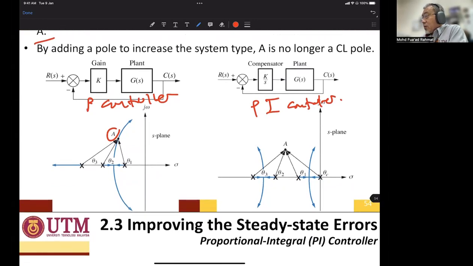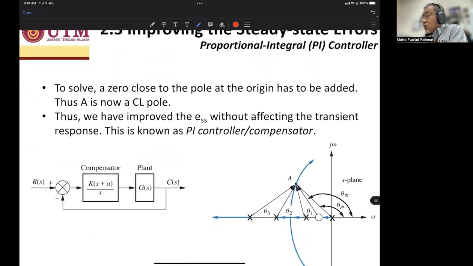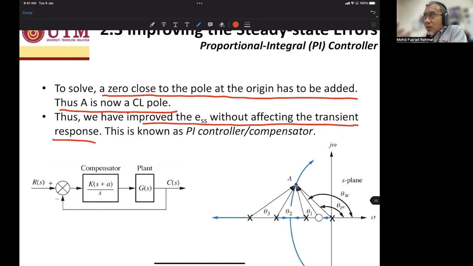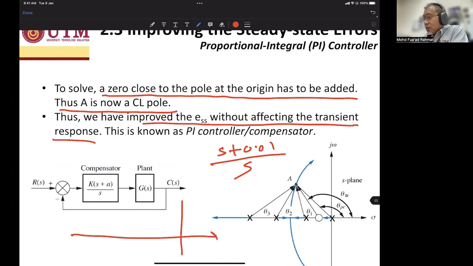Because we are adding 1 over S to the system. To solve this, a zero close to the pole at the origin has to be added. Thus A is now a closed loop pole again. So we improve the steady state error without affecting the transient response. That is important. So it's like a dummy: you insert the (S plus 0.01) over S. So it's like a dummy, if you plot it on the S plane.